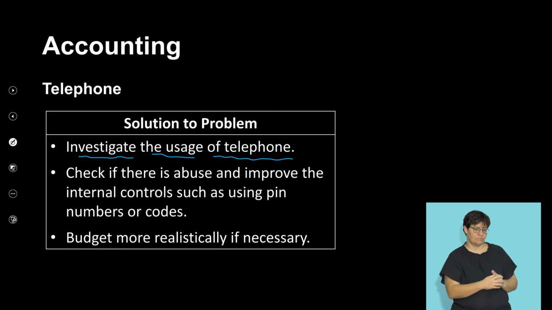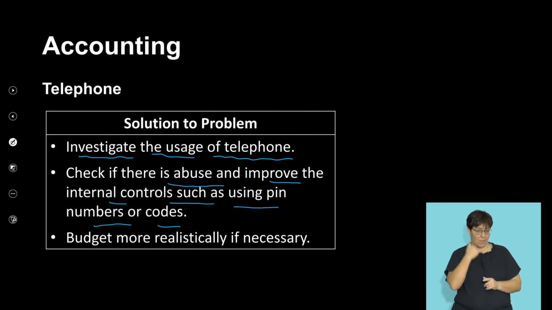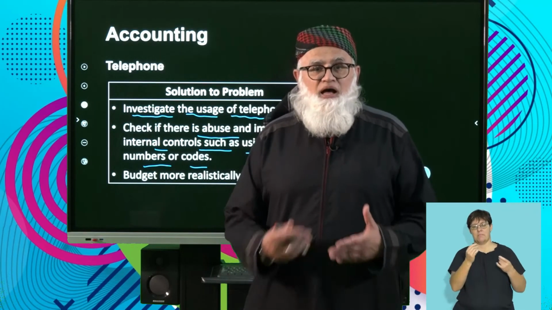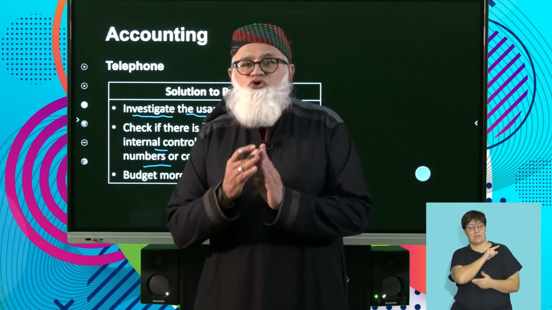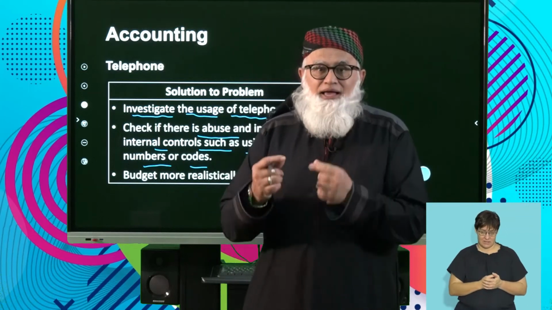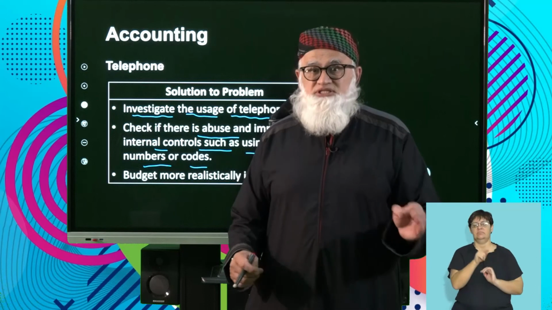Number two, check if there is abuse and improve the internal controls such as using PIN numbers or codes. Give each member or each employee in that department a PIN code. Let them enter the PIN code to make a call, so you know if there's any query, you can identify the call to a specific person.